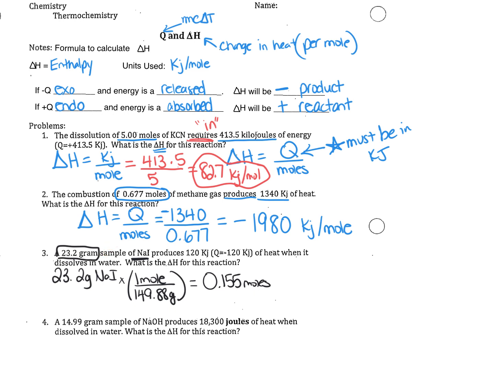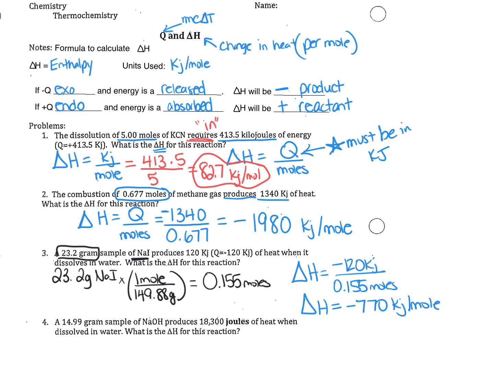So now the next step is to find our enthalpy of the reaction. We know that we are producing 120 kilojoules of energy, and we know that our moles is 0.155 moles. So I just put that into my calculator, and I find my enthalpy of my reaction is negative 770 kilojoules per mole. So pause the video for a second. Try to do this last one on your own.